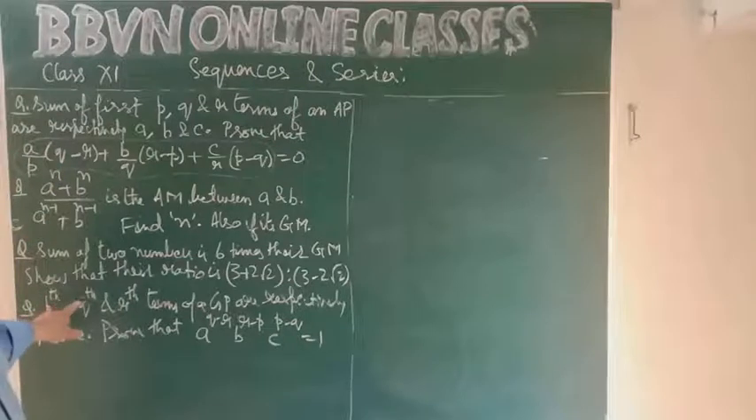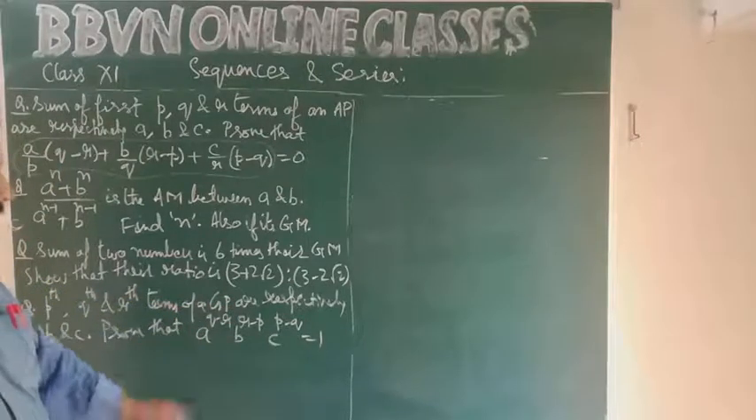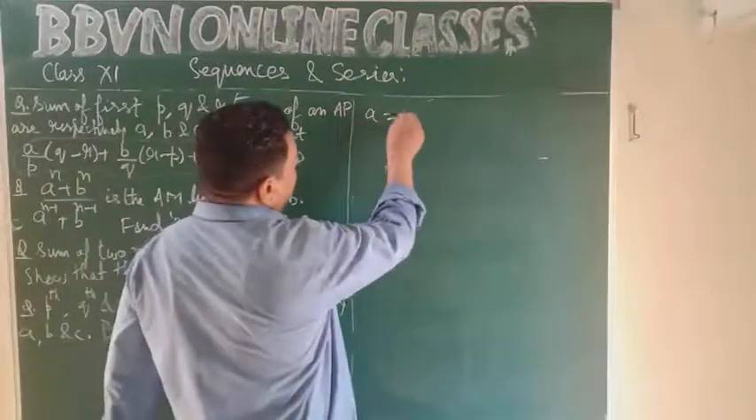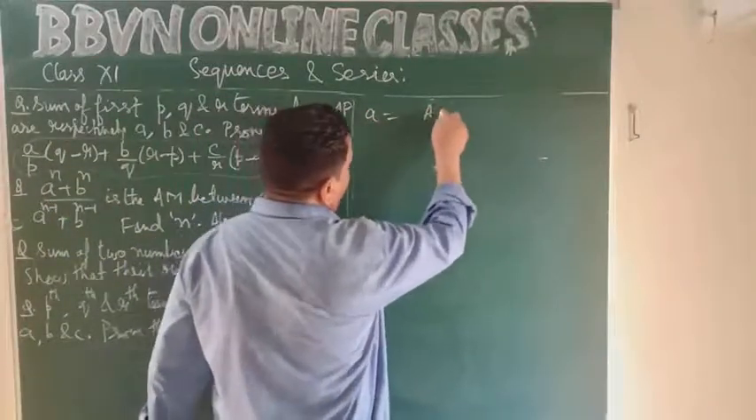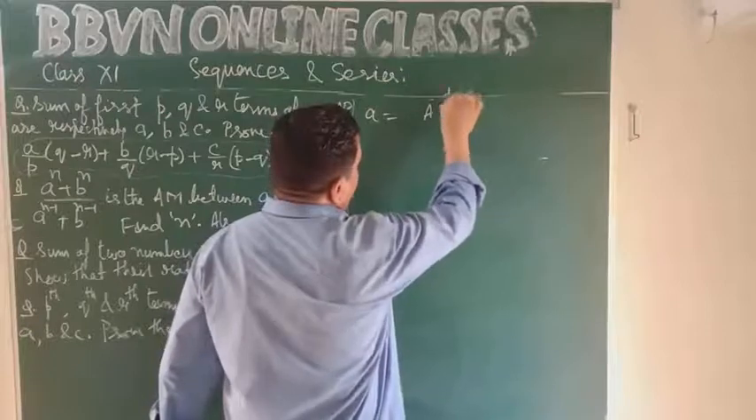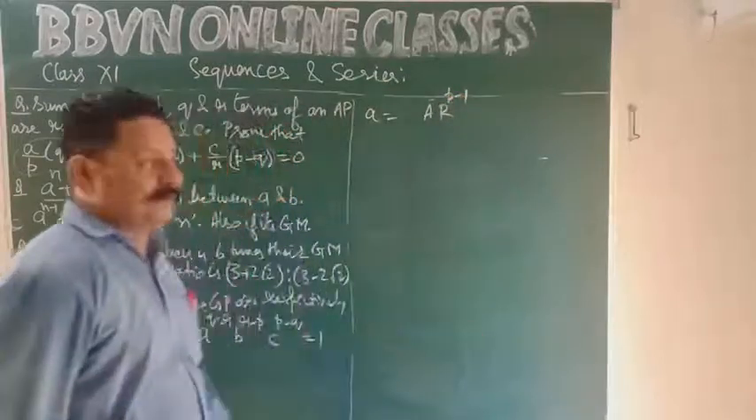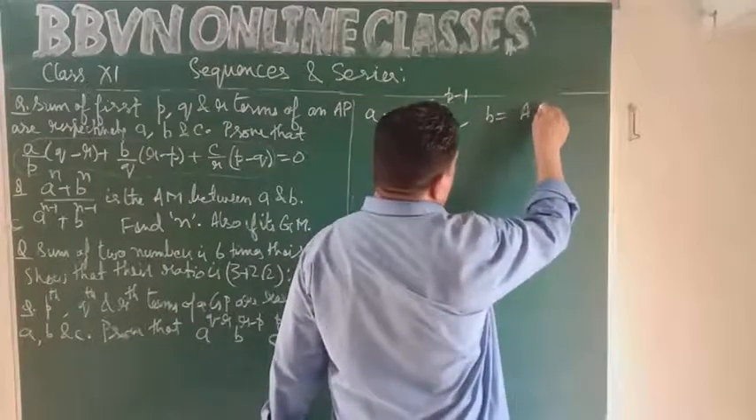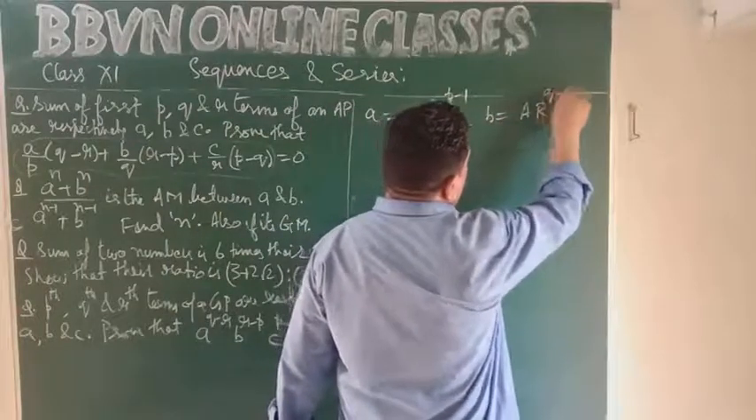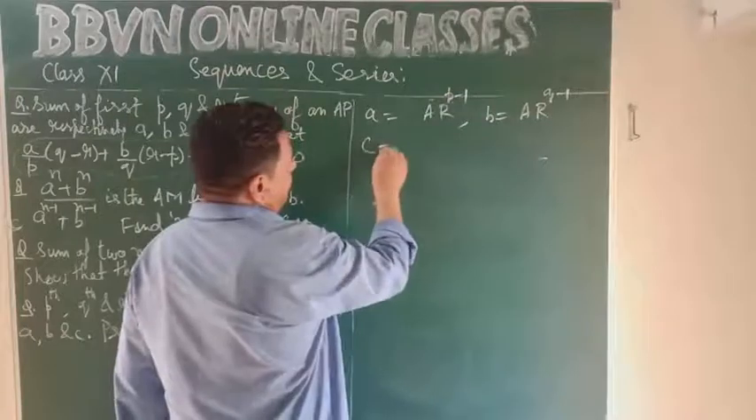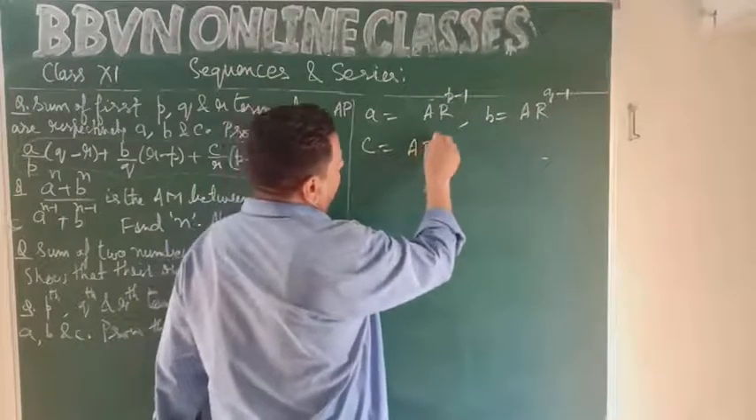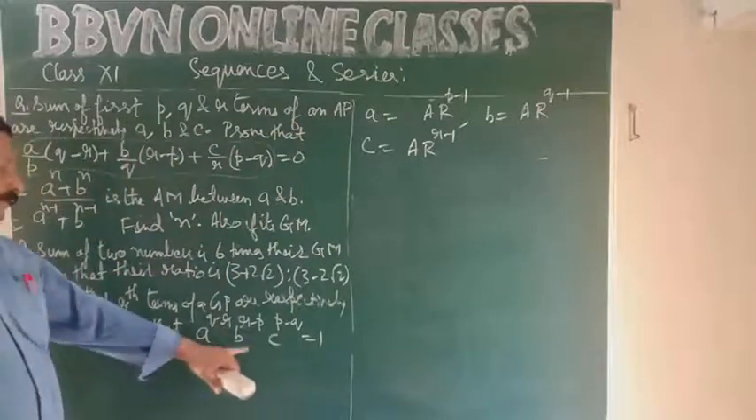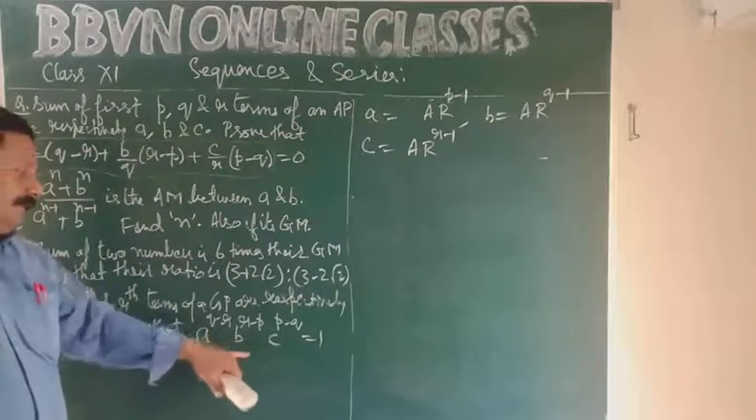Next, the pth, qth and rth term of a GP are respectively a, b and c. So a is the pth term, A r to the power p minus 1. Then b is the qth term, A into r to the power q minus 1. c is A into r to the power r minus 1. We have to prove that the value of this expression is 1.